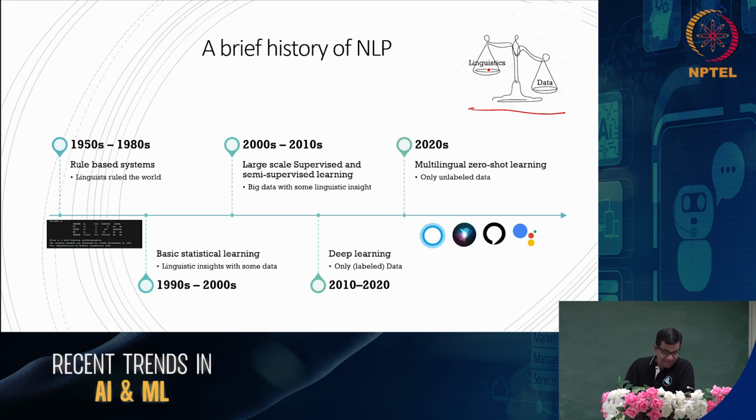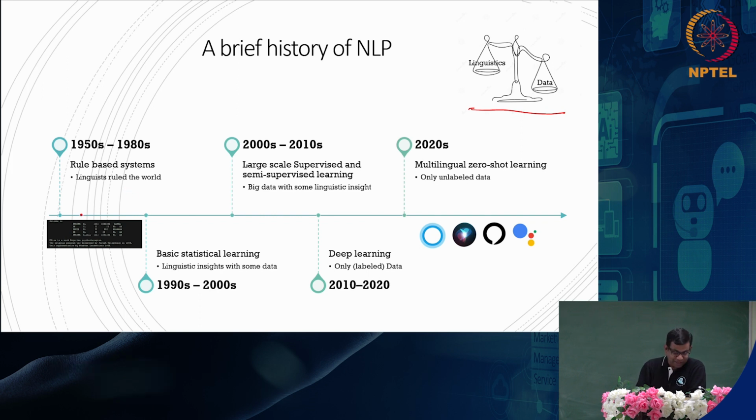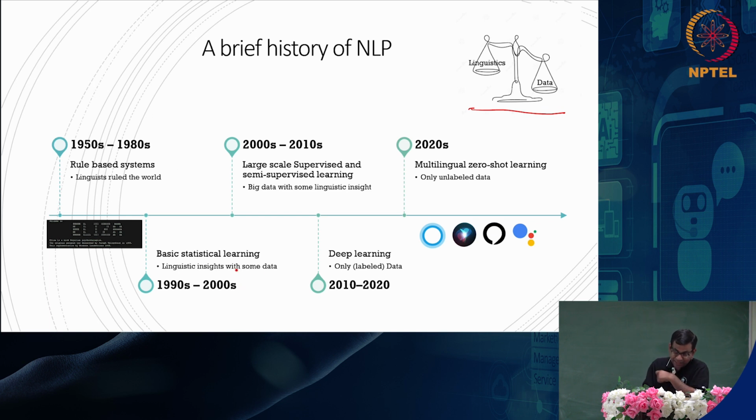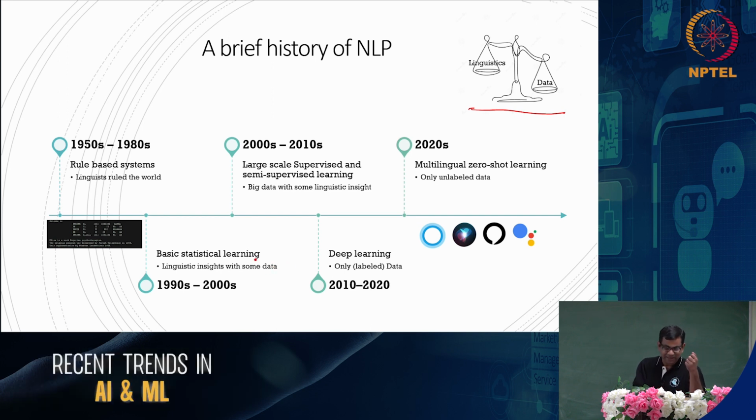Now in the history, from 1950 to 1980, it was mostly dominated by rule-based systems. Linguists used to rule the world. At that time ELIZA came, in 1964 from MIT. Though this was popular, many machine learning algorithms evolved, like the Markov process, ID3, and they became popular during 1990 to 2000. Linguistic insight with some data came into the picture, using some amount of machine learning. At this time, parsing languages also came.